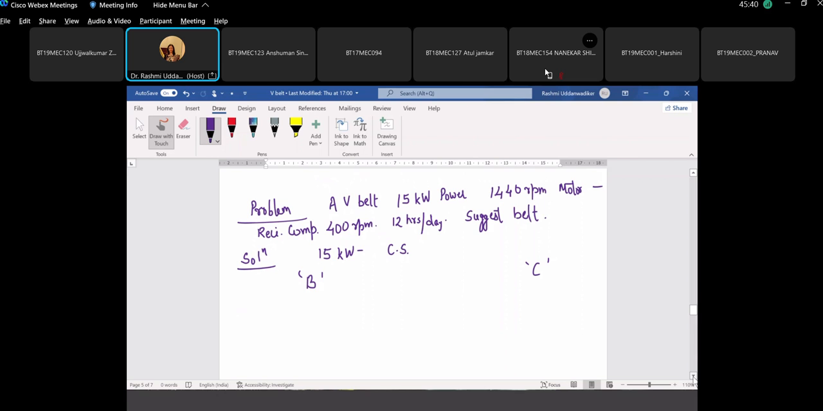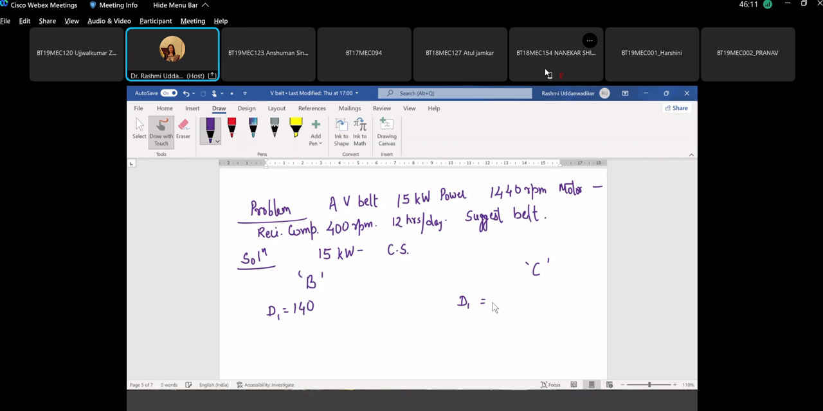Those who are selecting B cross section, give me what is the minimum pulley diameter. 125. This is minimum. We'll normally take a little higher than this, so you can take 130 or 140. 125 is not wrong, but this is the minimum, so it's a good practice to take a value a little higher than this.